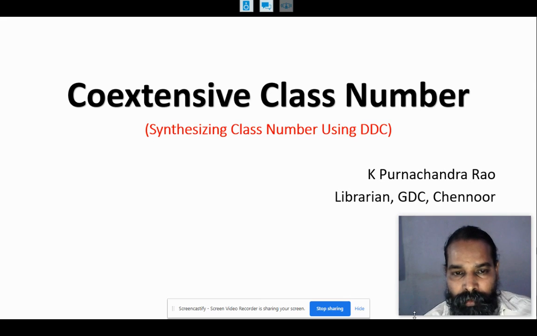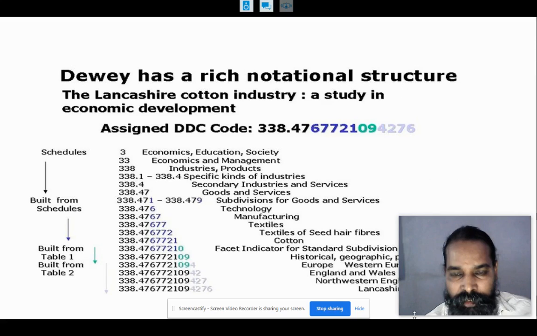Coextensive means a concept which says complete intention and extension of the topic is covered in that. The coextensive class number means a class number which encompasses intention and extension of the topics covered in an information resource used in the library. Now we will see how it is done.